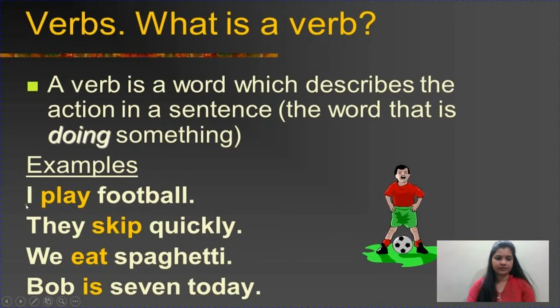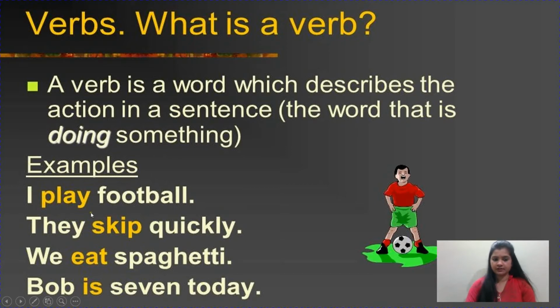Let's see examples. I play football. So why is play in yellow color? Because play, a boy is doing something, or I am doing something, or if you are playing football, you are doing something. So play is a verb. Second, they skip quickly. We eat spaghetti. Bob is 7 today. So children, play, skip, eat, is, everything is a verb.